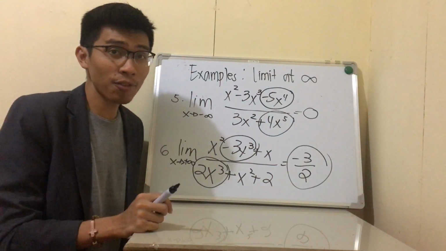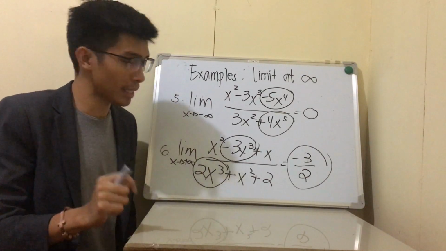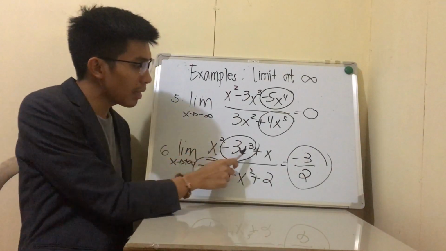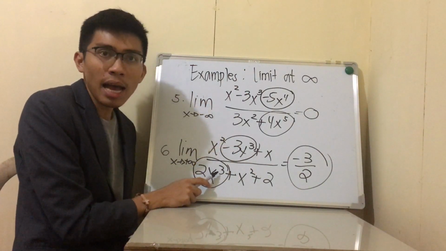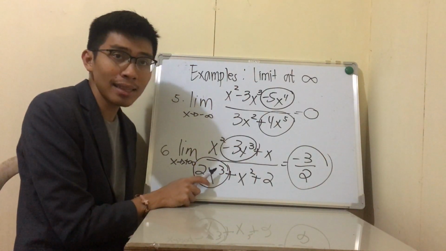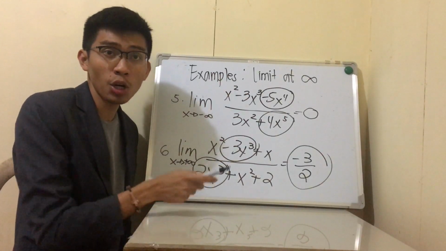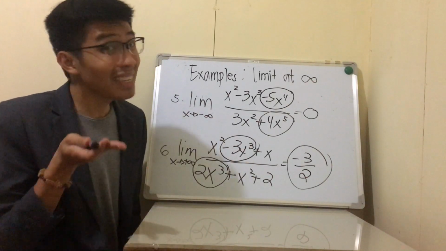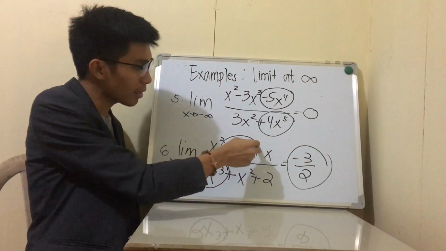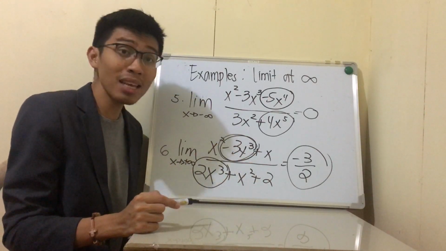Again, after identifying the leading coefficient of the numerator and denominator, you have to compare the degrees. For our numerator, the degree is 3, and for the denominator, the degree is also 3. Obviously, the degree of the numerator is equal to the degree of the denominator. What are you going to do if the degrees are equal? Yes, that's great. What you're going to do is simply get the numerical coefficient of your leading coefficient.